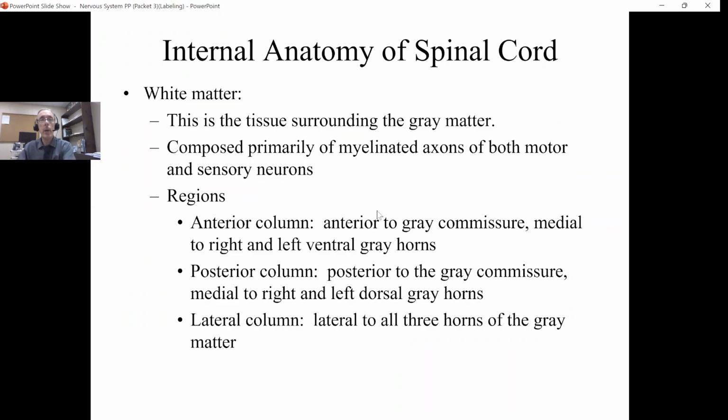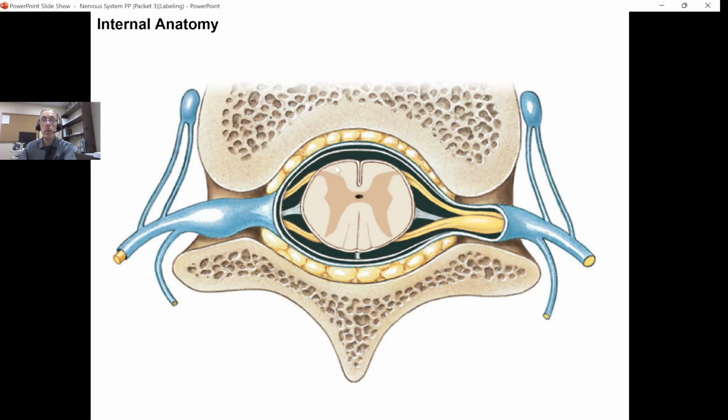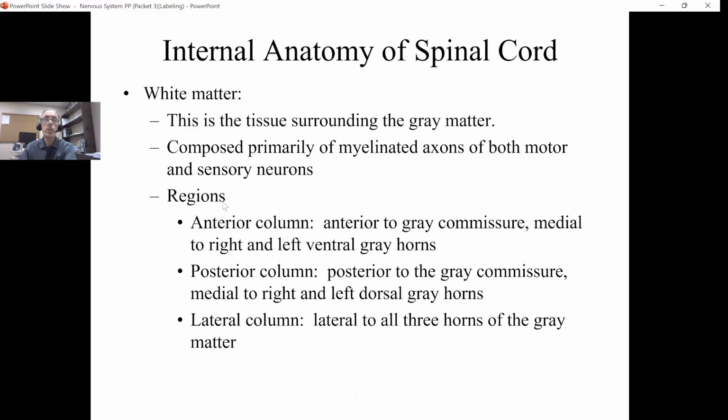So the area around the gray matter, all of this here, is what we're going to look at next. This is the white matter. So again, white matter is the tissue surrounding the gray matter, and this now is going to be myelinated structures. Anything that has myelin, like bundles of myelinated axons, is going to appear much, much brighter. They're going to appear white.